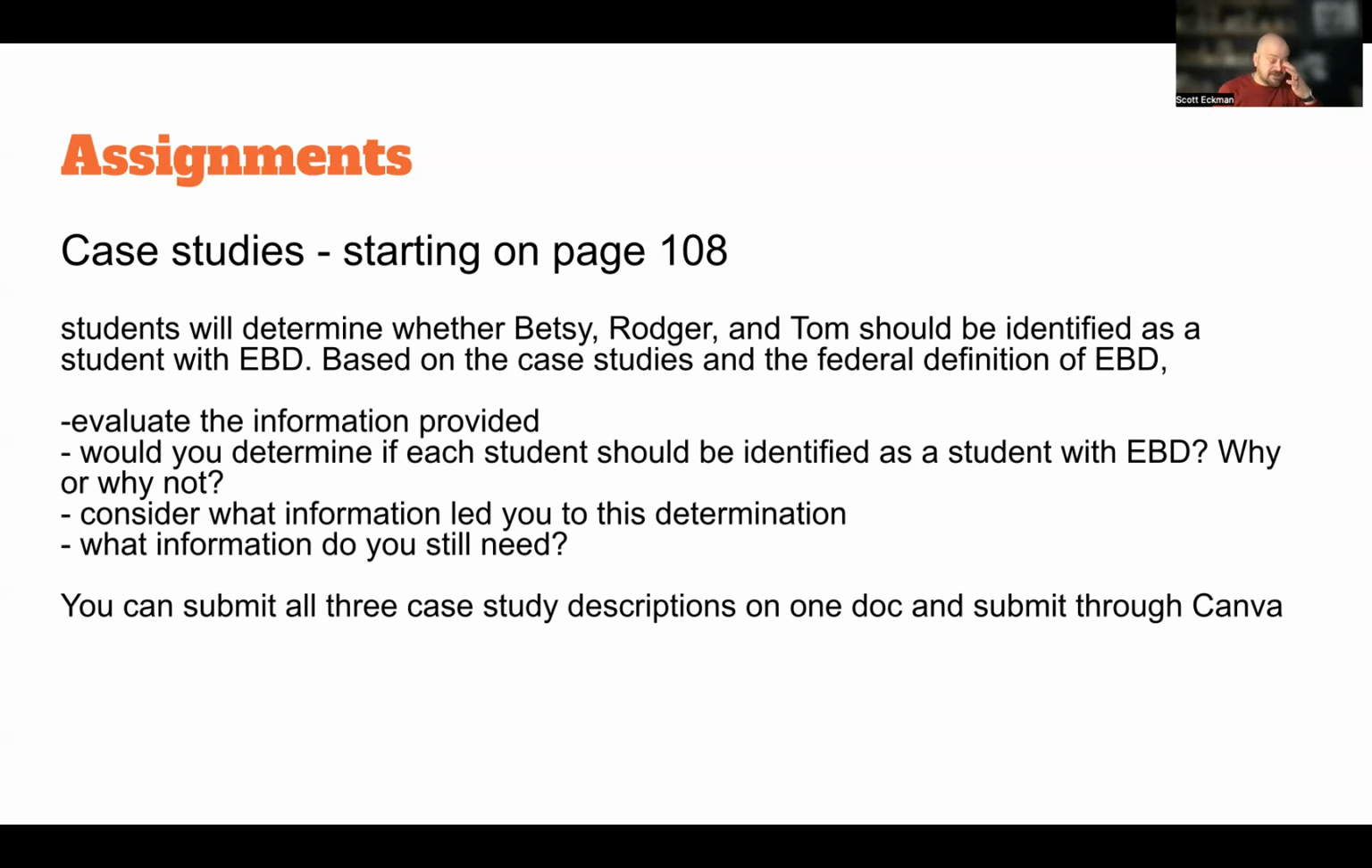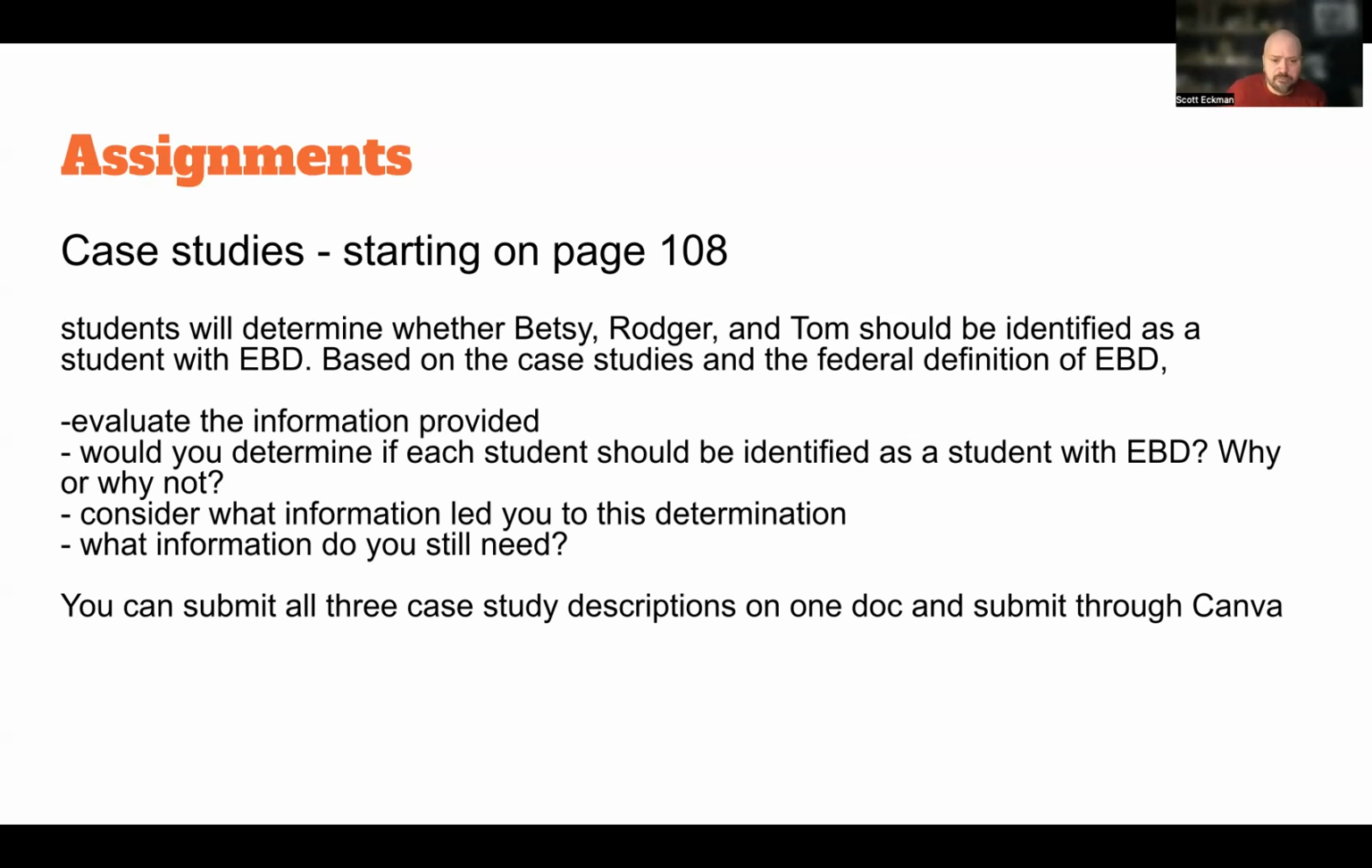Basically, you're going to do a determination and a reflection for each kid. In that reflection, evaluate the information that you have. Again, answer whether you would determine that each student should be identified as a student with an emotional disturbance, and why or why not. Talk a little bit about the information that led you to this determination, and also think about what information you might still need to appropriately make this identification.